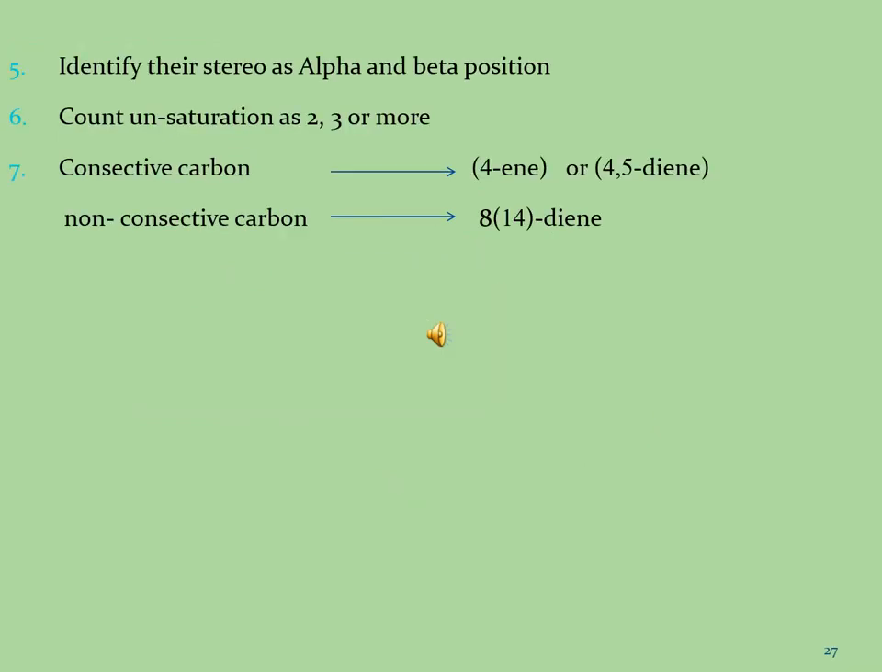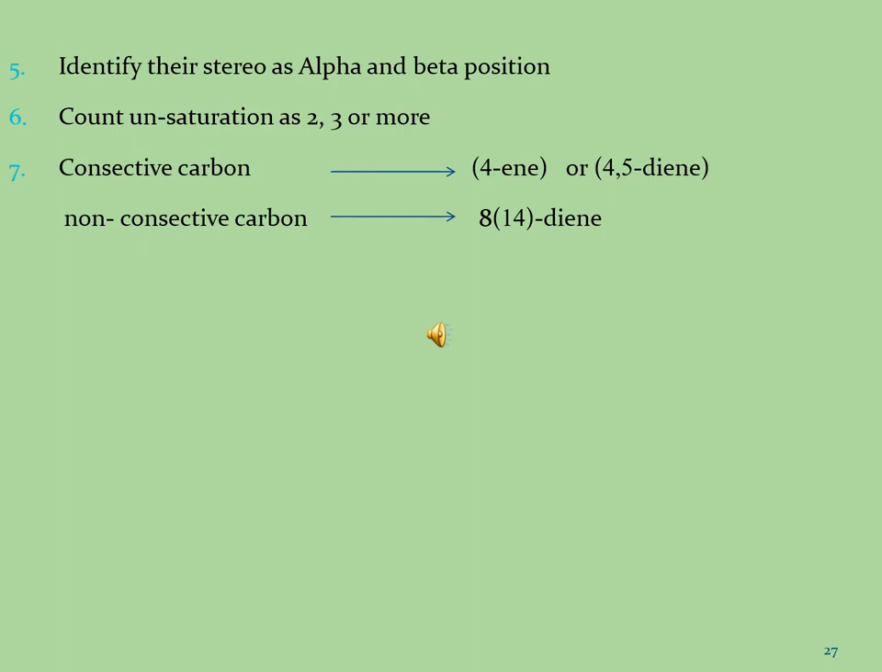Number 5. Identify their stereo as alpha and beta positions, meaning how many substituents or functional groups are present at alpha or beta positions of the carbon atoms within the steroid molecule. Number 6. Count unsaturation as 2 or 3 or more, meaning how many total double bonds are present within the steroid molecule, and also check how many double bonds are consecutive and how many are non-consecutive.